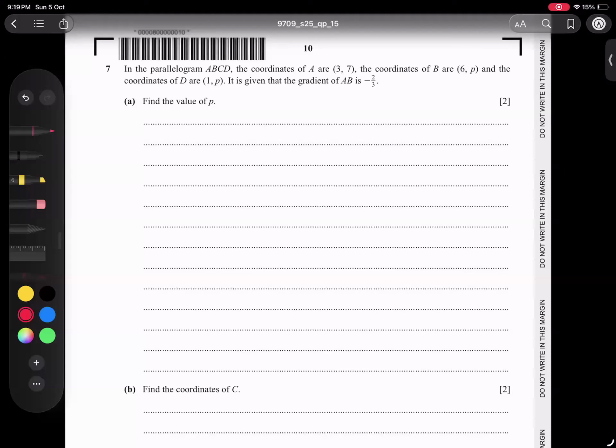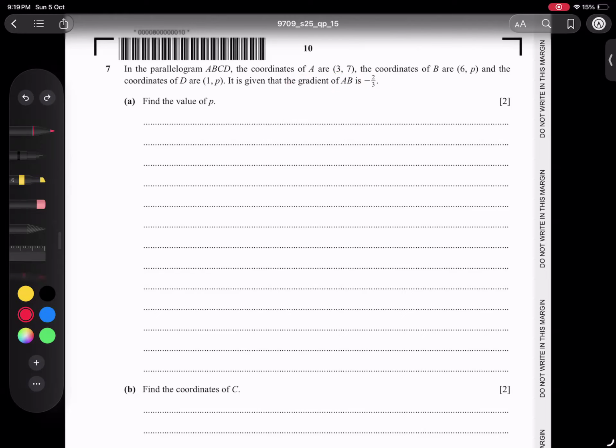Question number 7, we have students. What is the question? Parallelogram ABCD. The coordinates of A are this, and B is this, and afterward D is this. It is given that the gradient of AB is given. So find P. The first part is very clear. The gradient of AB is this much, so I will find it easily.